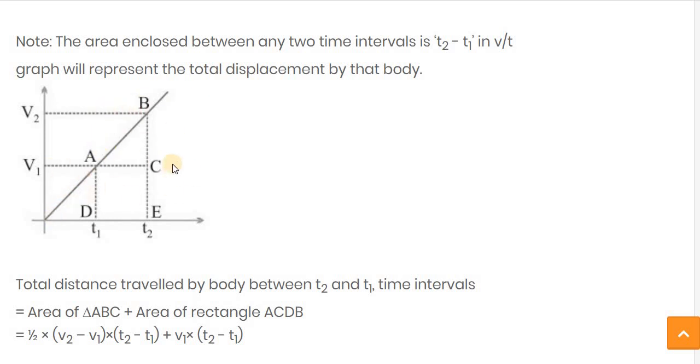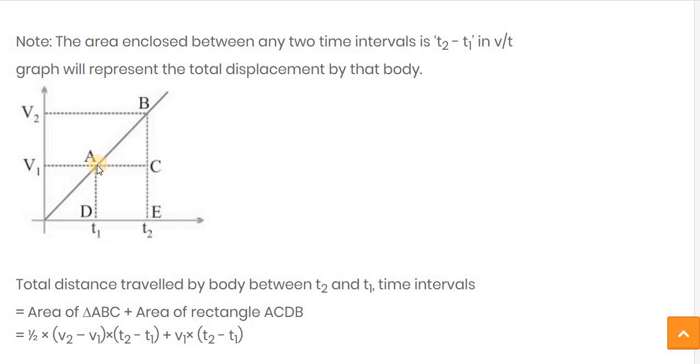But if we want to find out the total distance traveled by the body during the time interval t1 to t2, how can we calculate it? For that it's simple. First of all, we have to draw perpendicular lines from both t1 and t2 on the graph. Then we have to draw perpendicular lines from the y-axis, that is from v1 to v2. So we can see here that the total distance traveled by the body between t1 and t2 is this area.